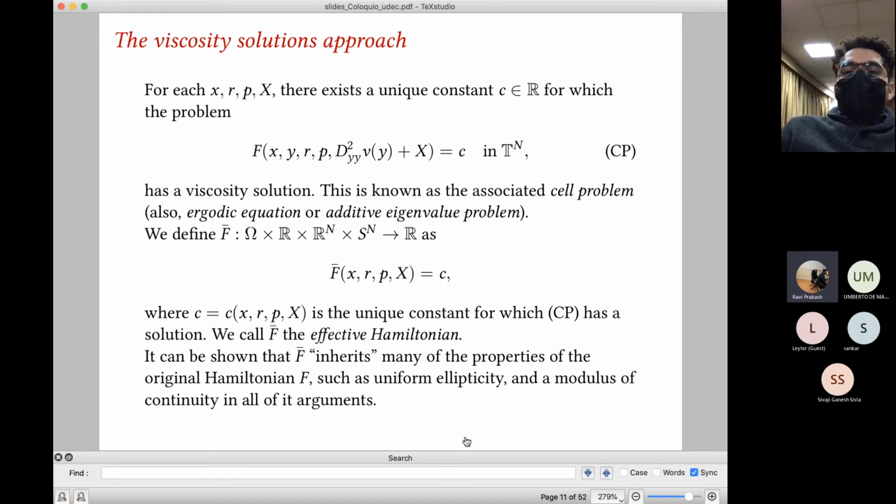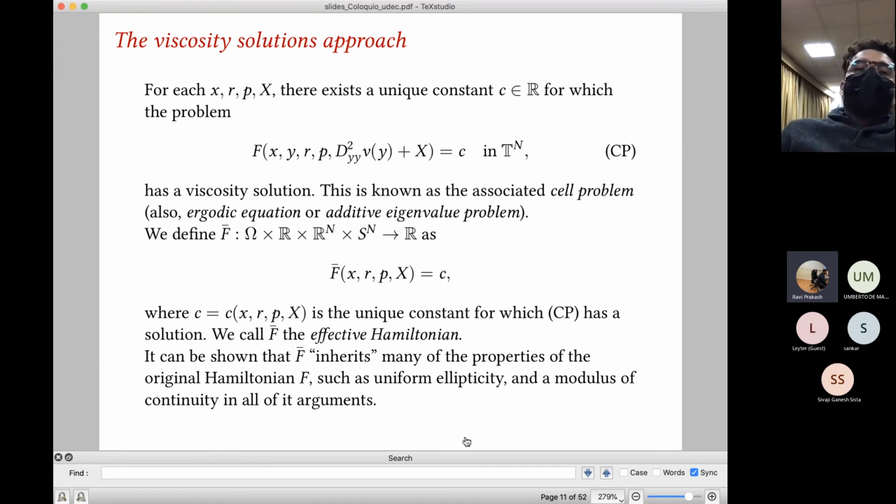This is known as a cell problem, or also an ergodic equation, or an additive eigenvalue problem. This last name is quite descriptive, because the unknowns of this problem are both the function v, the solution, and a constant c, known also as the ergodic constant, which together form a solution pair for the equation. There exists a unique constant c such that the problem has a solution v, also in the viscosity sense.